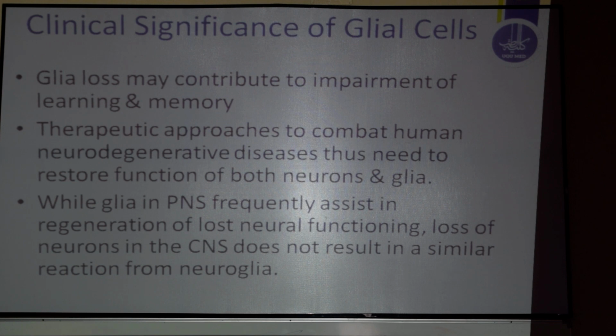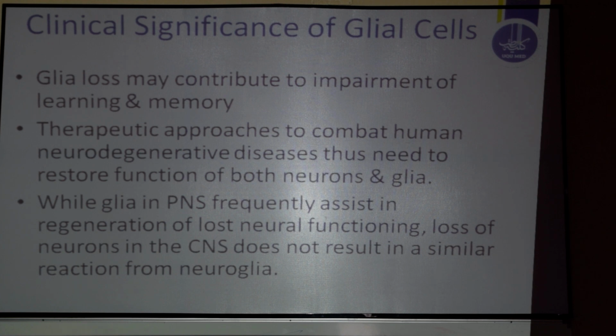Now, the clinical importance of the glial cells: glial loss may contribute to impairment of learning and memory. We were talking about learning and memory neurophysiologically, that there are hippocampal cells that store memory. But now this is another way. At the cellular level, the glial cells are very important for learning and memory. And there are therapeutic approaches to do this in human neurodegenerative disease.